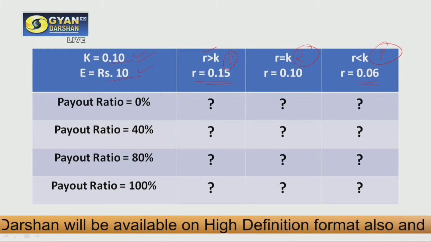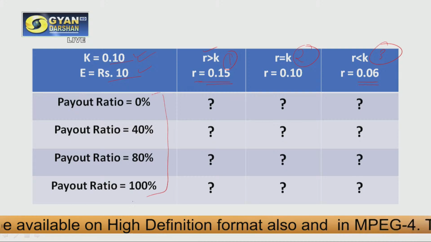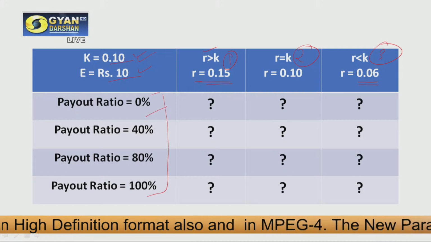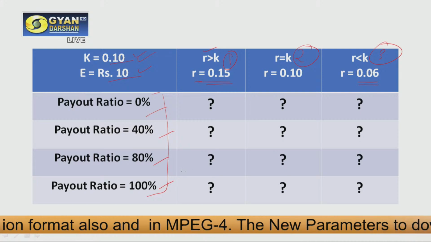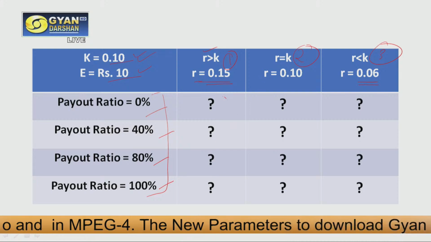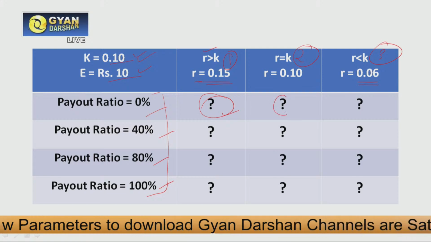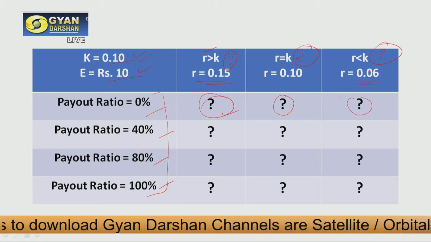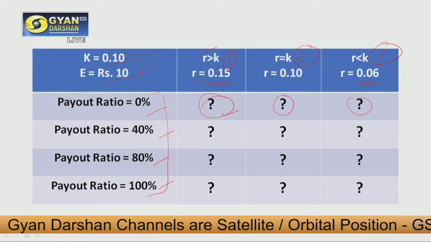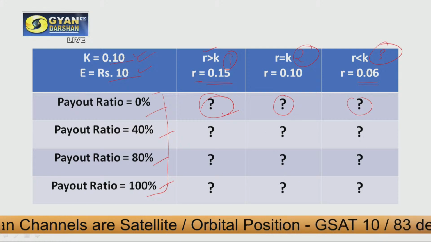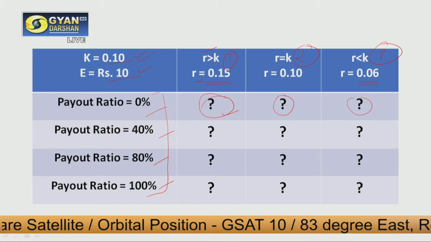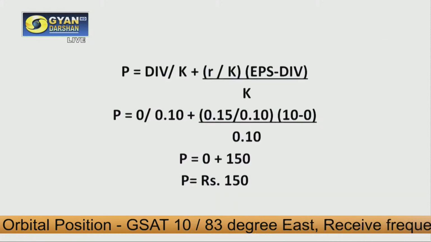We have to solve this for four situations of payout ratio: 0%, 40%, 80% and 100%. So we have to calculate the value of this cell, then this and this. Like this, we have to do the solution 12 times. So let us see how we can solve this for the very first cell.